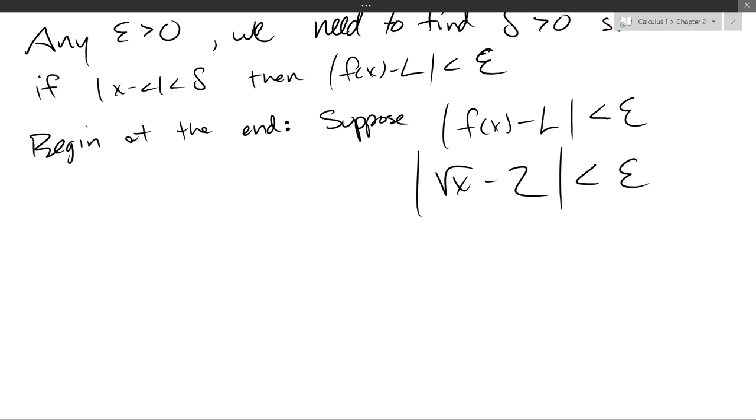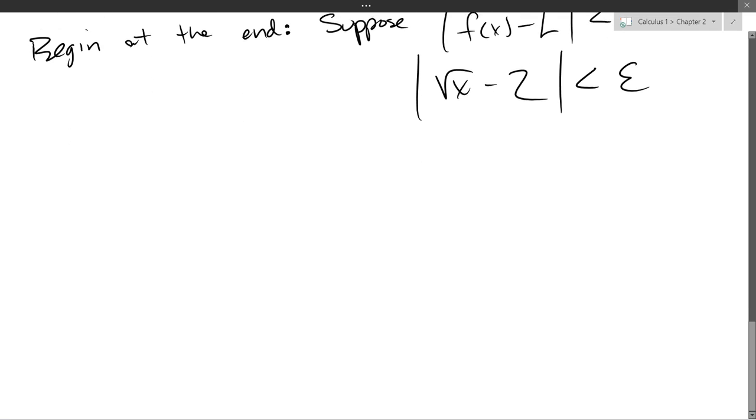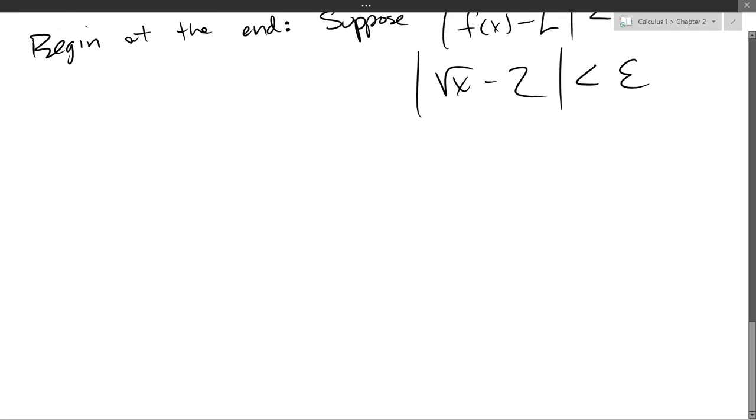Epsilon is greater than 0. So what do we get if I actually plugged in 4 for x? 0. So hopefully your intuition will tell you if I go close enough to 4, I will be very close. The square root will be very close to 2, so I'll subtract and get a small number. But the question is, how close? It'll depend on what epsilon is.